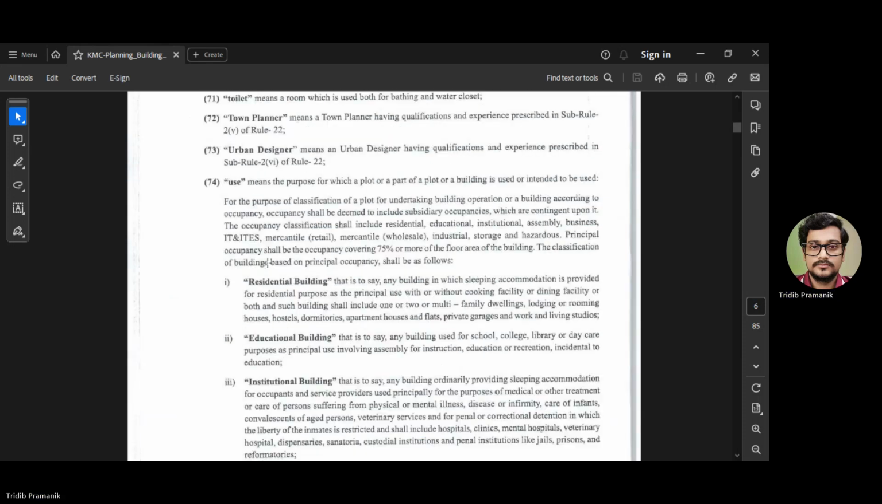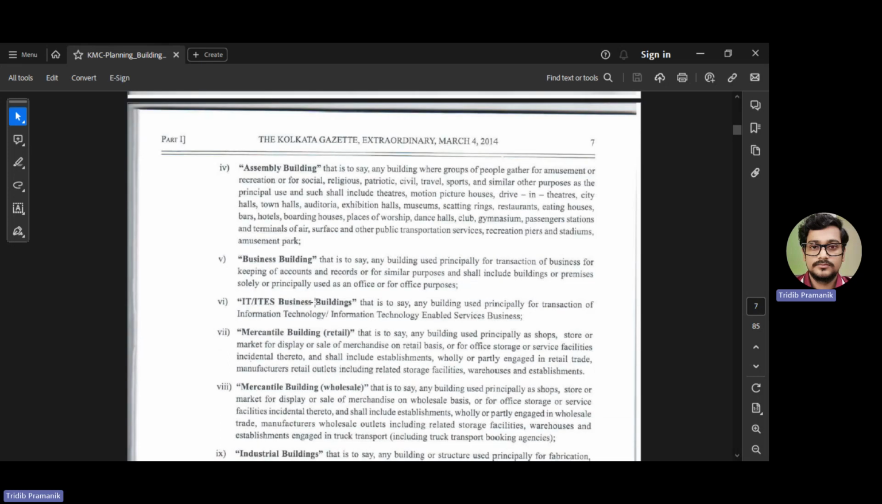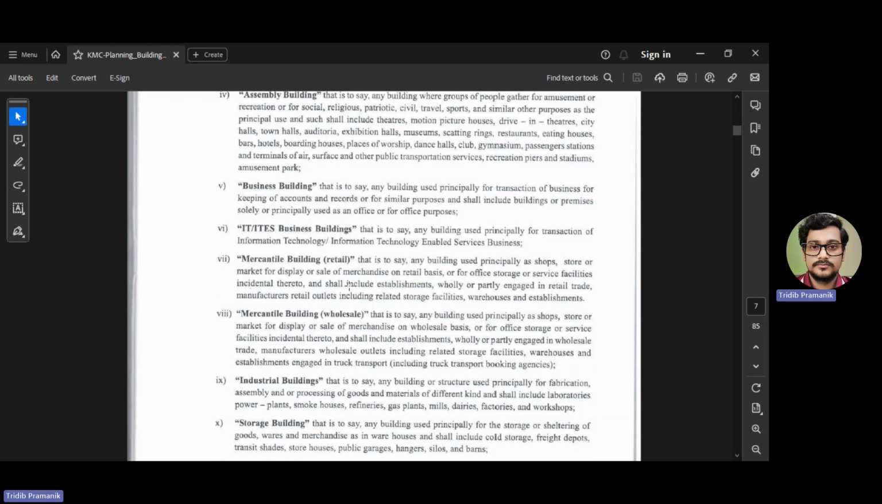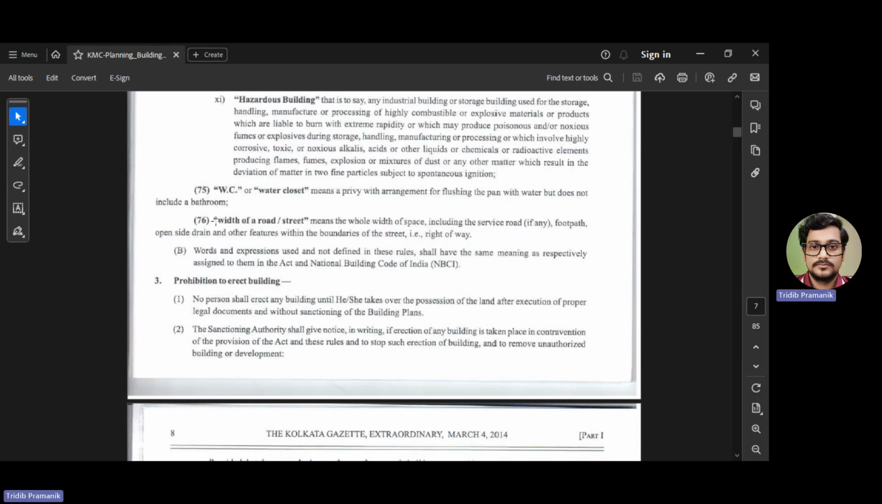Now, here are the different types of building. You see residential building, educational building, institutional building, assembly building, business building, ITES building, mercantile building, industrial storage building, hazardous building, and all. Now here, wherever you find WC, that means water closet. Then width of the road or the street, or width of the main means of access. Main means of access means the main road. Even if any plot has multiple roads on its sides, we will take the widest road as our main means of access.